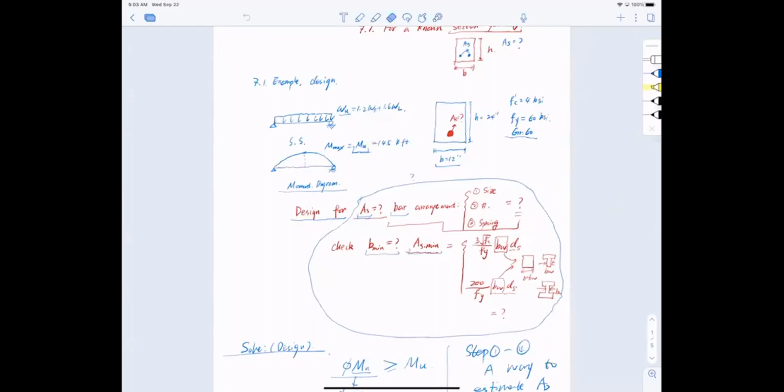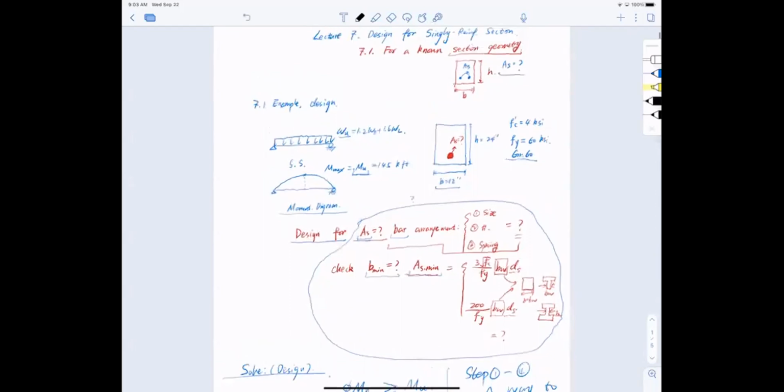There are two levels of design here. One level is that the section size is fixed and we need to provide reinforcement to that section. The next level is that we don't even know the section, so we don't have anywhere to start. Today we're going to talk about how to design a beam with a known section. That means the only thing unknown is the reinforcement.